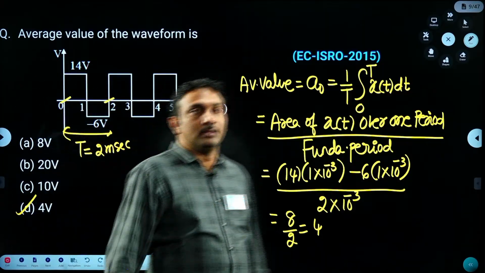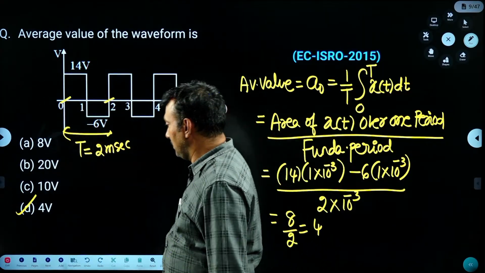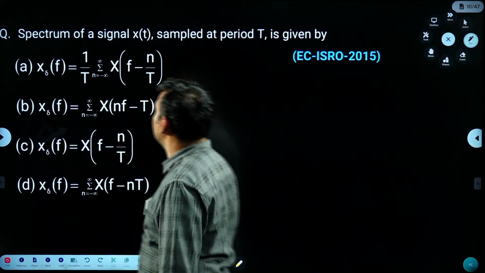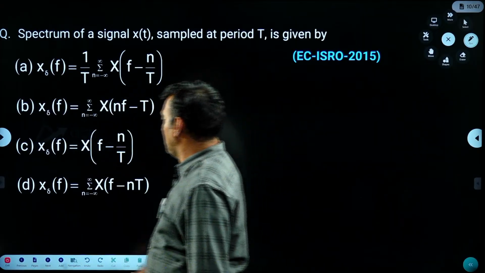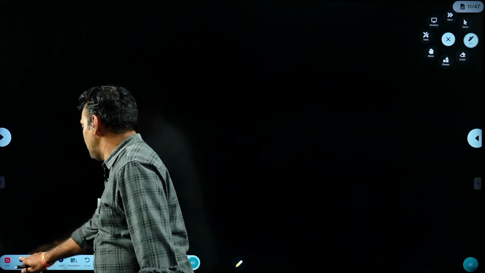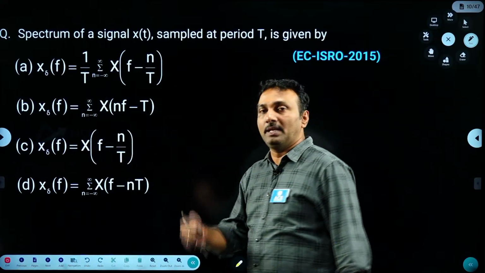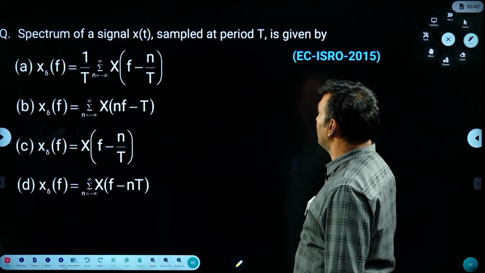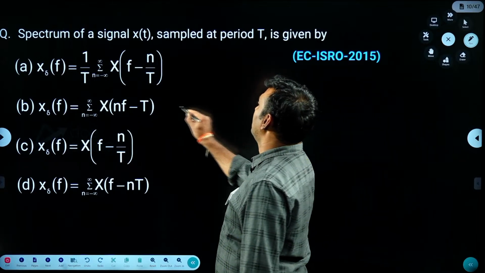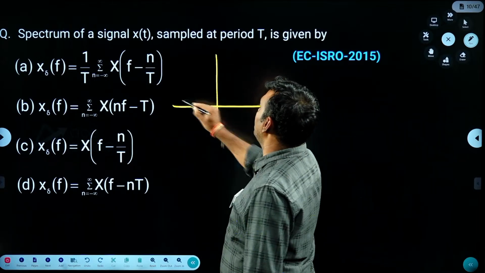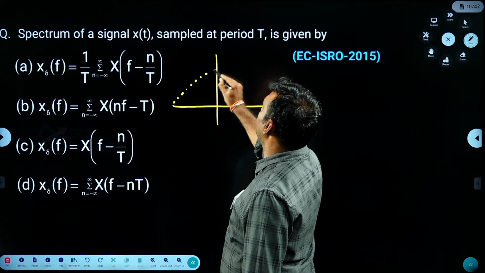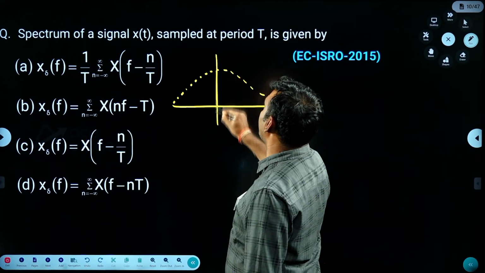Okay, let us observe the next model. What is the spectrum of the sampled signal is the question asked. It is like the sampling theorem derivation. Generally, the sampled signal is the product of a continuous signal and a periodic impulse train.